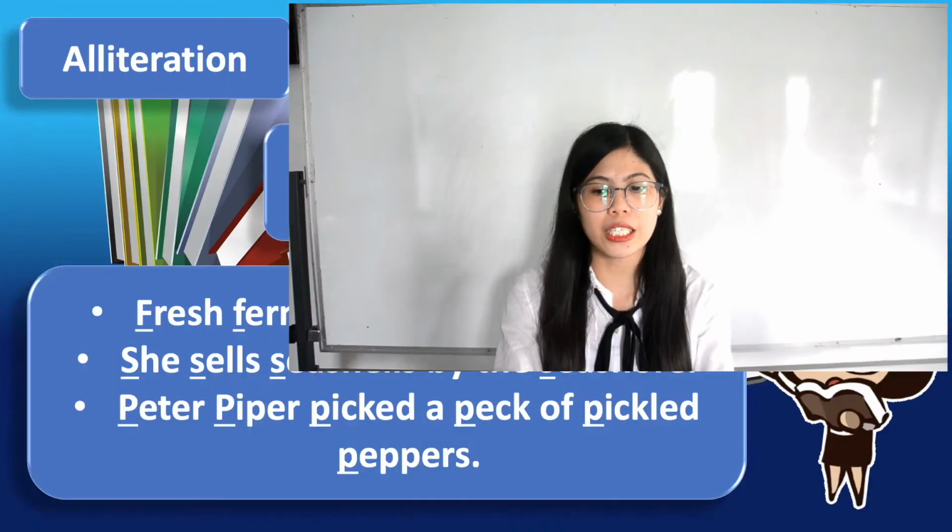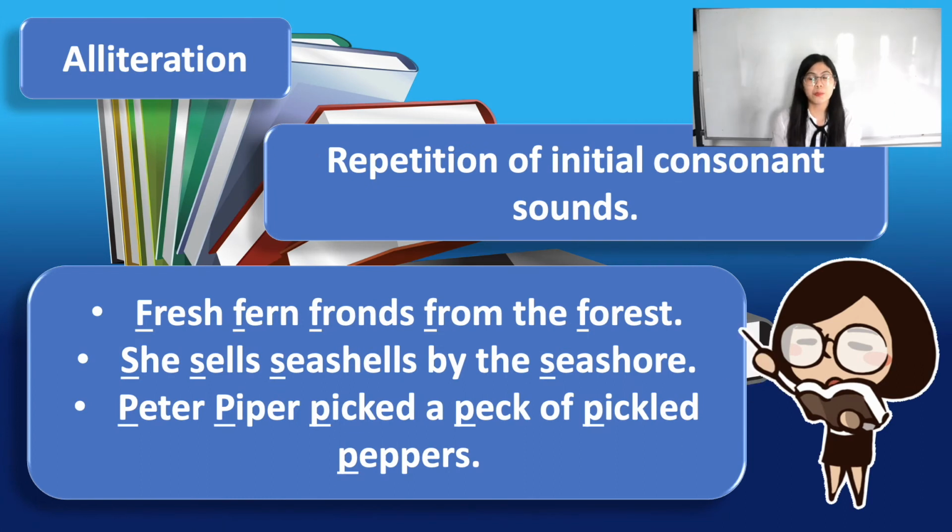Next, we have alliteration. It is the repetition of initial consonant sounds. What are the consonant letters? Consonant letters are those letters which do not belong in the a, e, i, o, u vowel letters. Our consonant letters will be B, C, D, F, G, H, J, K, and so on.